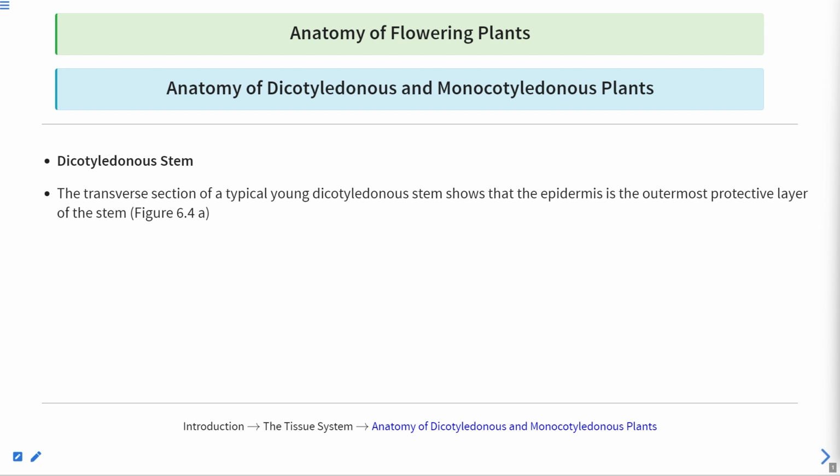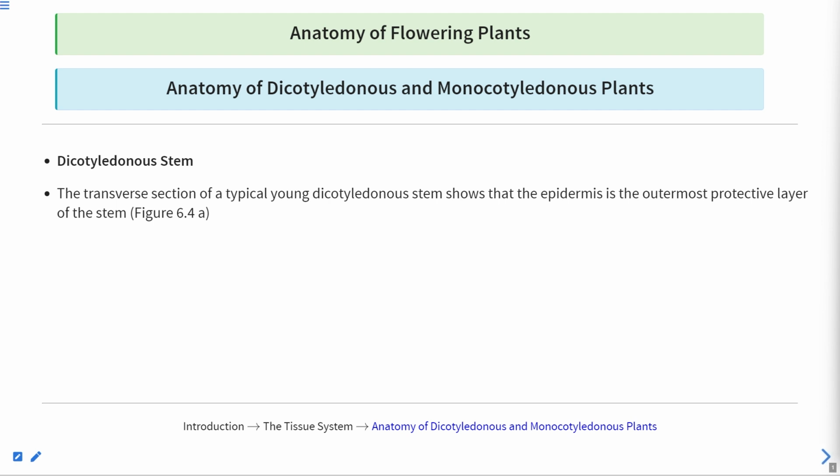So in this session we are going to discuss the dicot stem and monocot stem. We have already discussed the dicot root and monocot root, and in this session we are going to study the stem part. Okay, so let us start this session. Anatomy of dicotyledonous and monocotyledonous plant. So first of all, we will discuss the dicotyledonous stem.